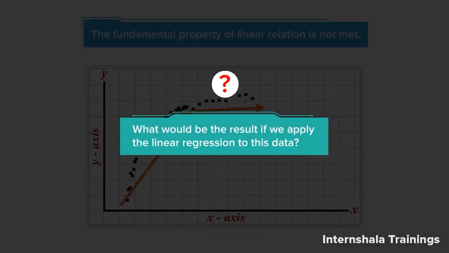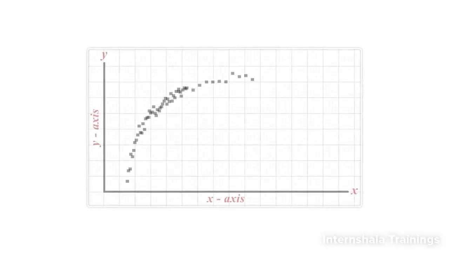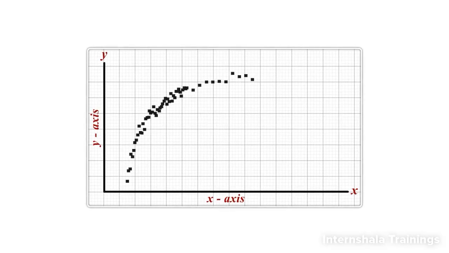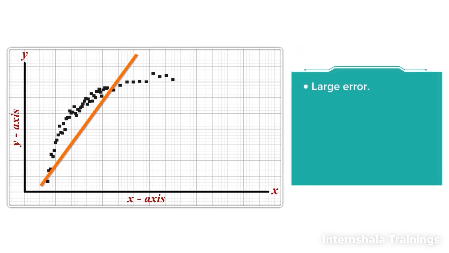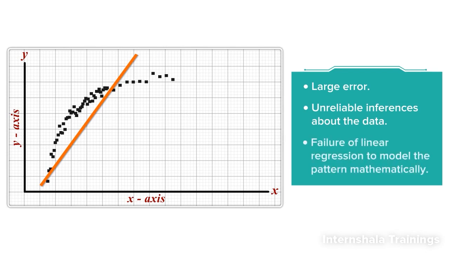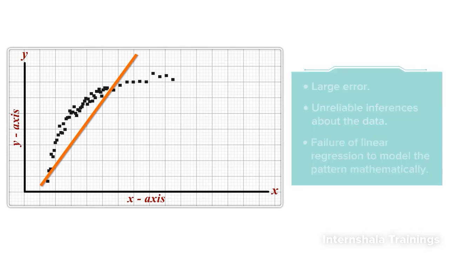Now, what do you think would be the result if we apply the linear regression to this data? Let's do that and find out. A regression line on this data would look something like as shown on the screen. We can clearly see that generalizing this data with a straight line is not the best idea because it will not only generate large error, but the inferences about the data that we will extract will not be reliable as linear regression will fail to model the pattern mathematically.